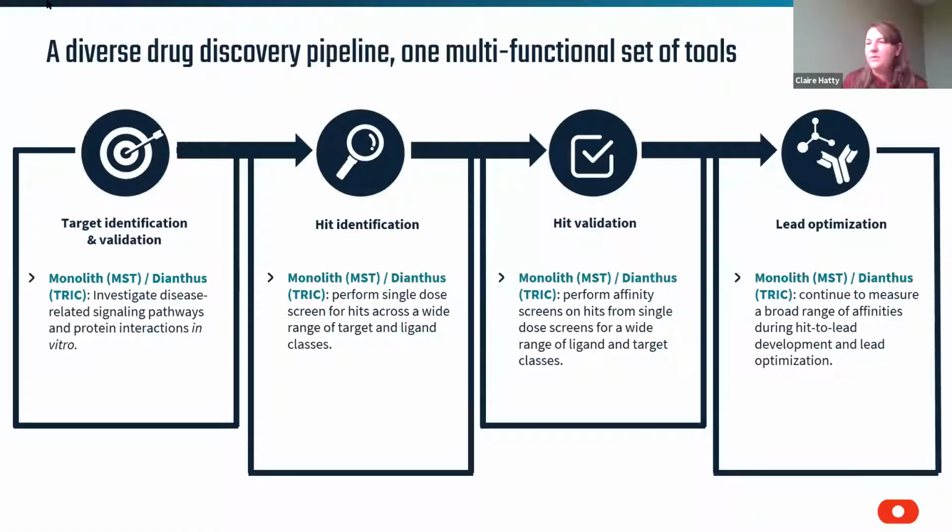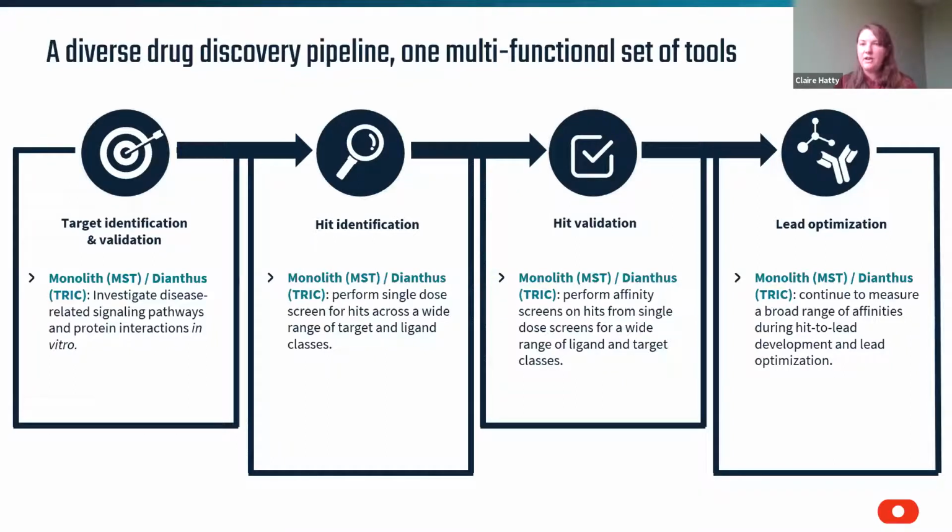So the examples that we've seen so far would most likely fit into this first category, which would be target identification and validation in a drug discovery project. So this is where we're investigating disease-related pathways and identifying the targets and pathways that we would want some kind of therapeutic intervention for.